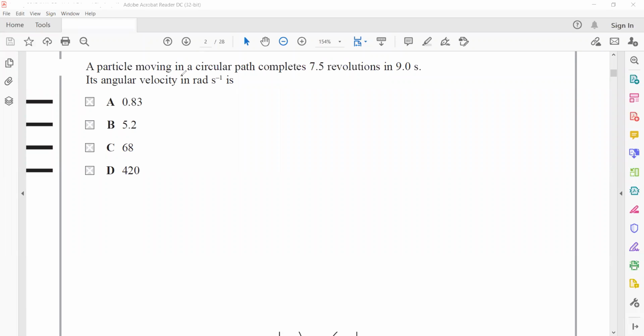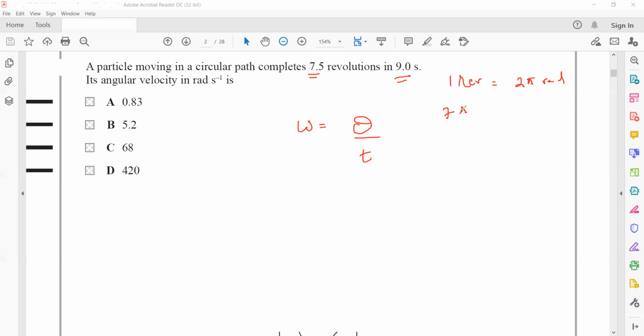So in this question, a particle is moving in a circular path and it completes 7.5 revolutions in 9 seconds. What is the angular velocity in radian per second? So angular velocity is theta divided by time. But the angular displacement is given in revolutions, so we have to convert the revolutions into radians first. As we know, one revolution is equal to 2 pi radian.